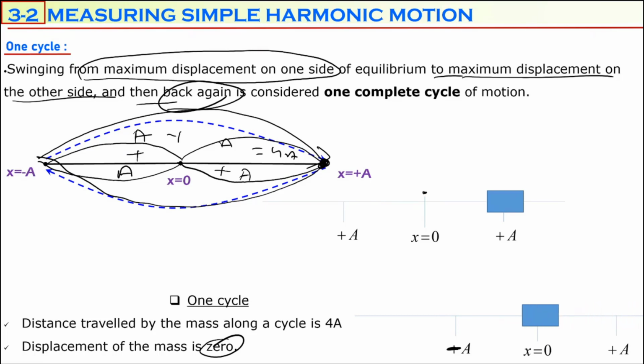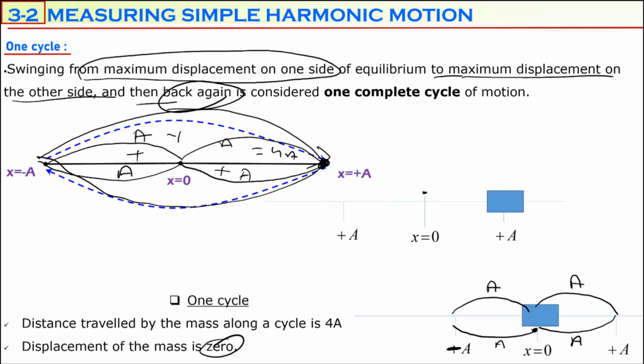This is also one complete cycle. So let's measure it. 1A from 0 to negative A. From negative A to 0, one more A. From 0 to positive A, one more A. From A to 0, again, one more A. So this is also one complete cycle.